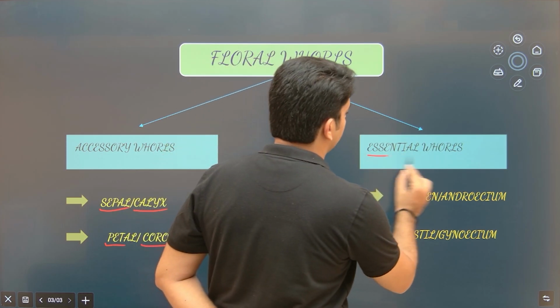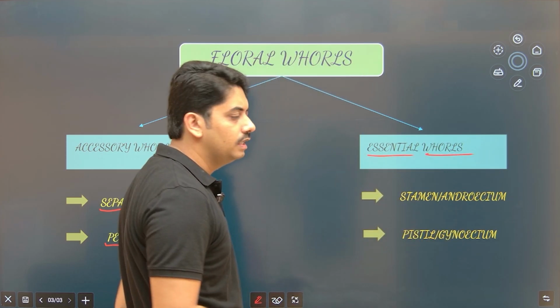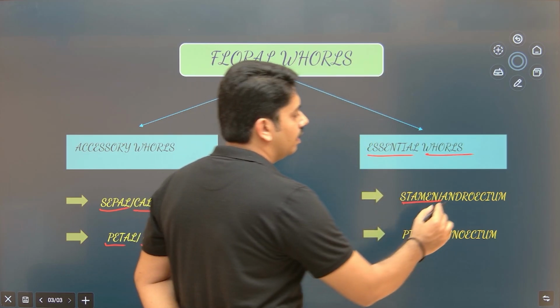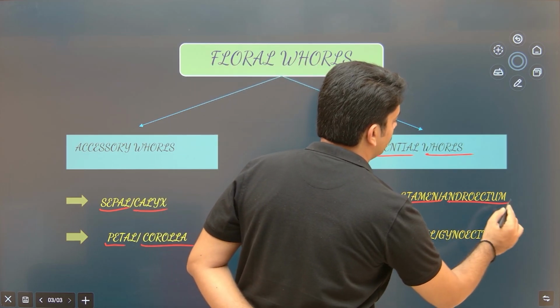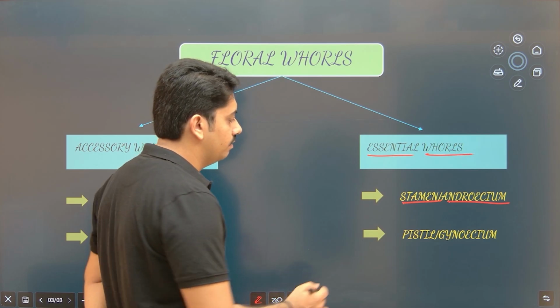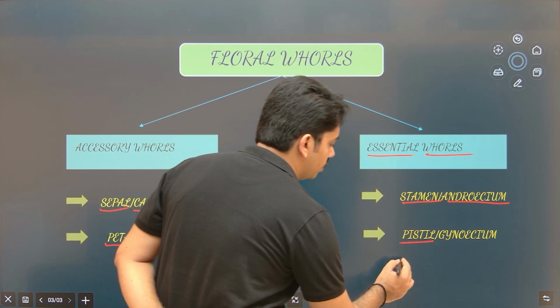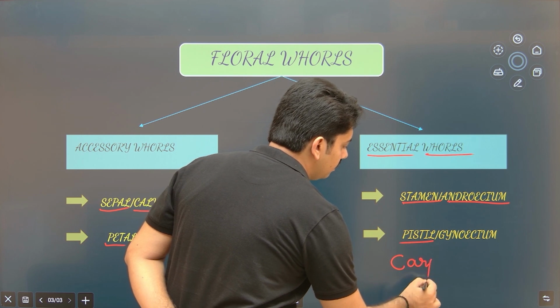Now, essential whorls which mainly are involved in sexual reproduction: stamen is the common name. Male part is also known as androecium in taxonomy. Female reproductive part is pistil. Sometimes we also use the term carpel.